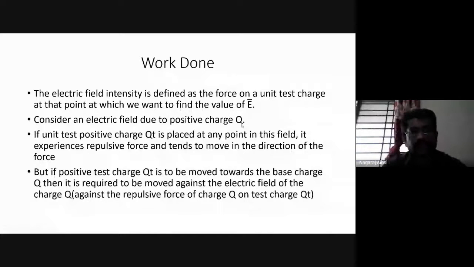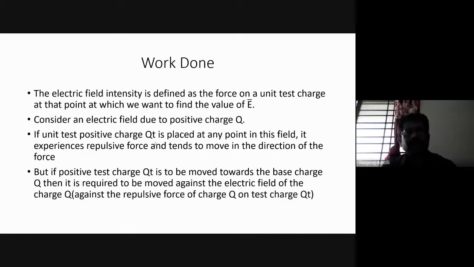Let us say we are placing a unit positive charge Qt. We are placing another charge in the vicinity nearby the base charge Q. Our original charge is Q. Nearby this original charge Q, we are placing another charge, say Qt. Then what will be the electric field and what will be the force on the test charge Qt that we have placed? Whether it will be moving in the same direction as that of the force or it will move in the opposite direction to that of the force. We'll see all those details.